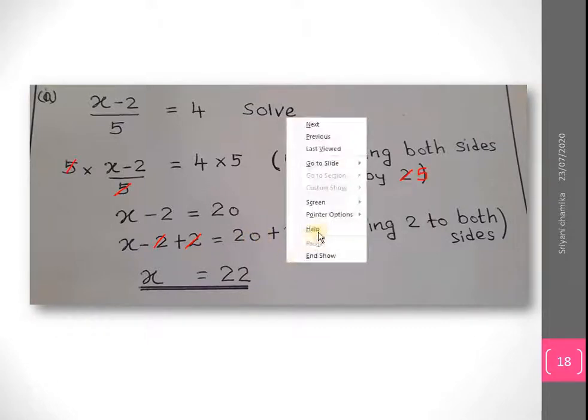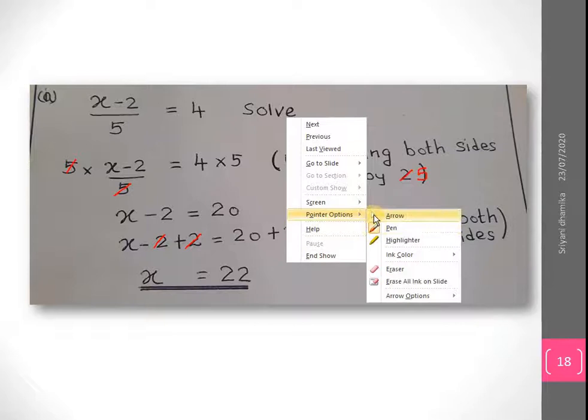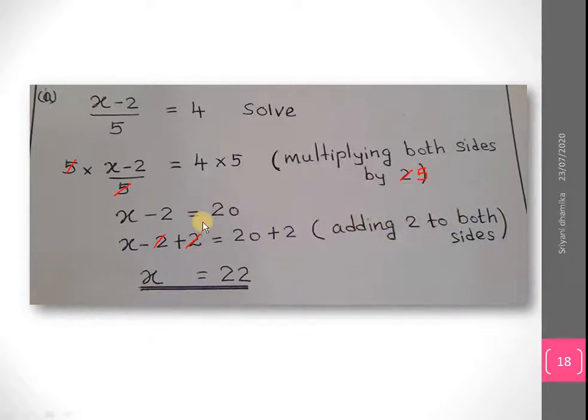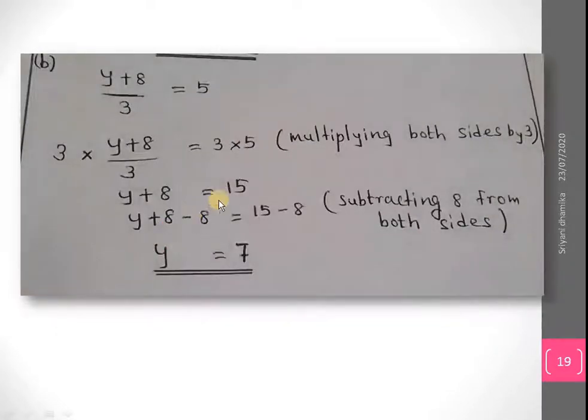Now let's move to the next question: y plus 8 over 3 equals 5. So remove this 3, multiplying both sides by 3. Then this can be cancelled. y plus 8 equals, on the right side, 3 into 5 is 15. Now remove this positive 8 by subtracting 8 from both sides. So here the answer is y equals 7.